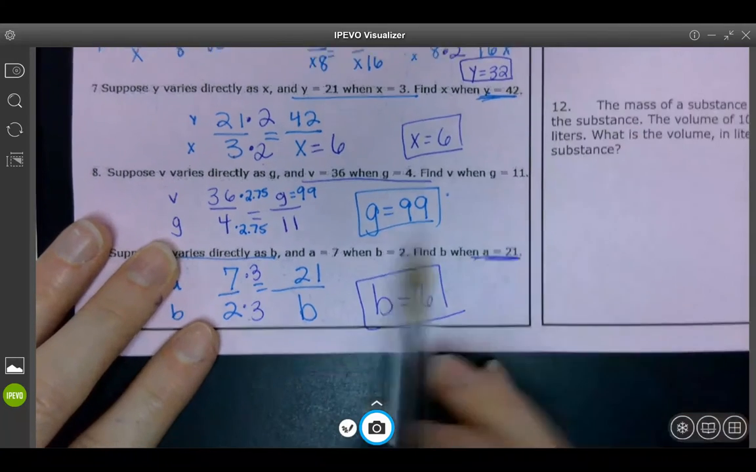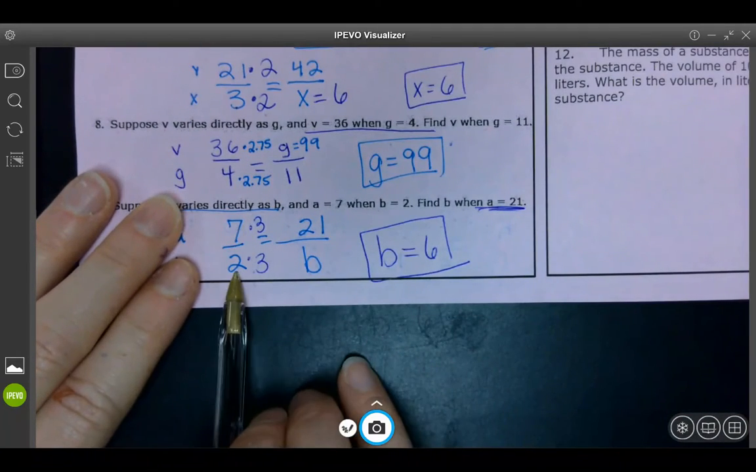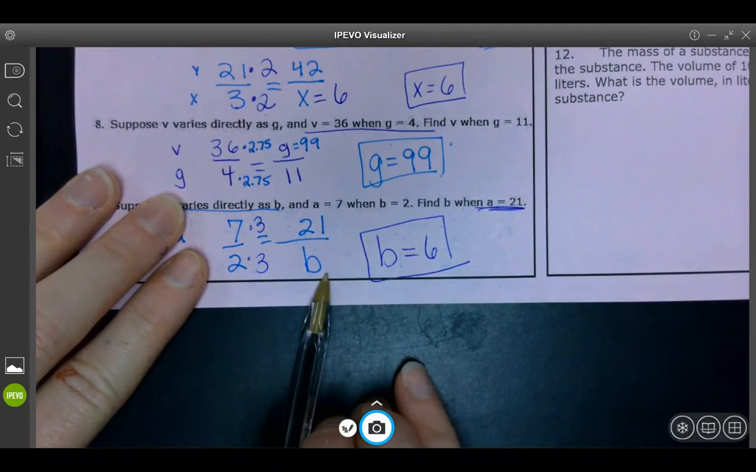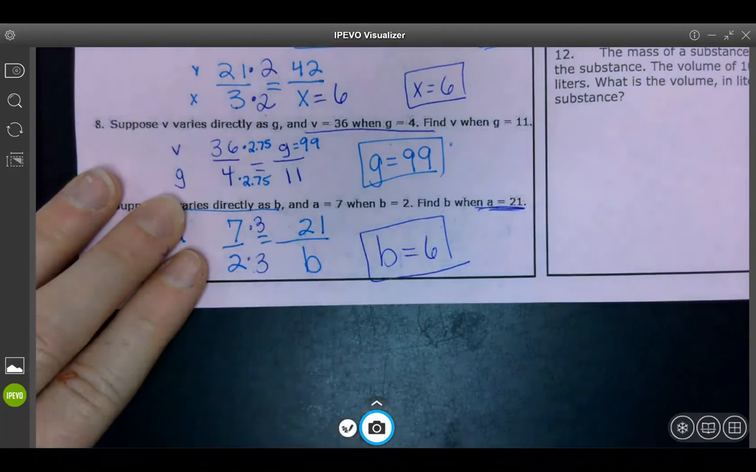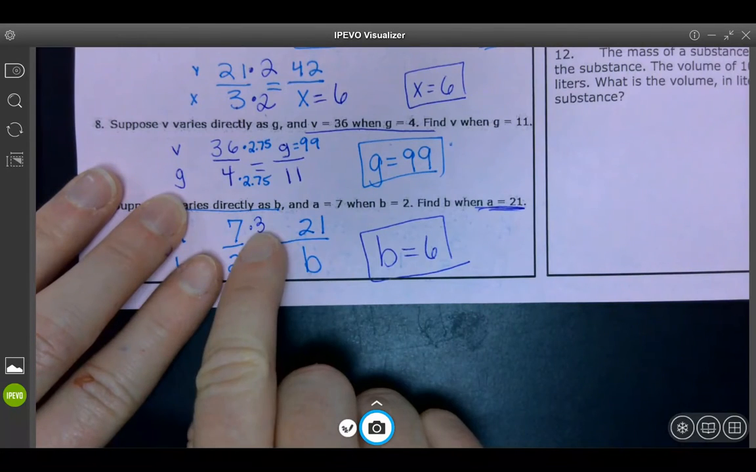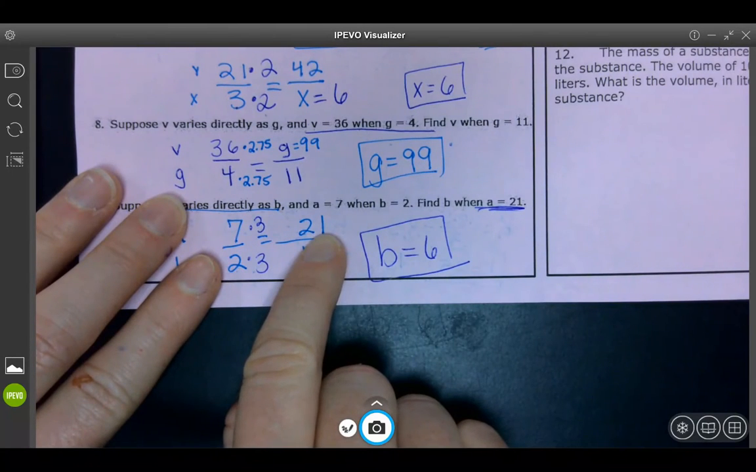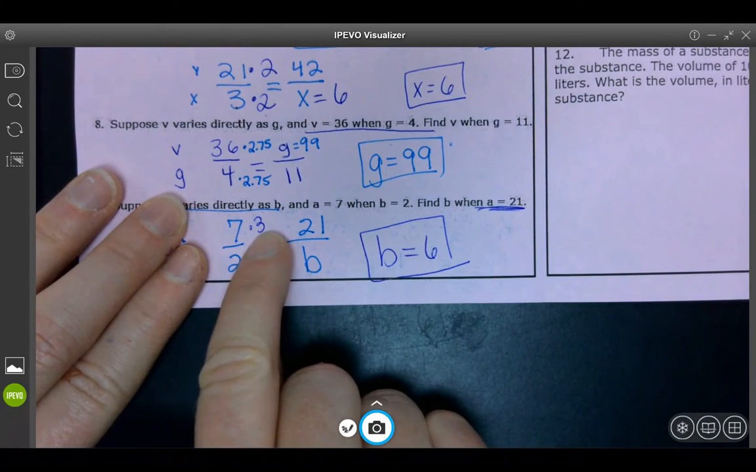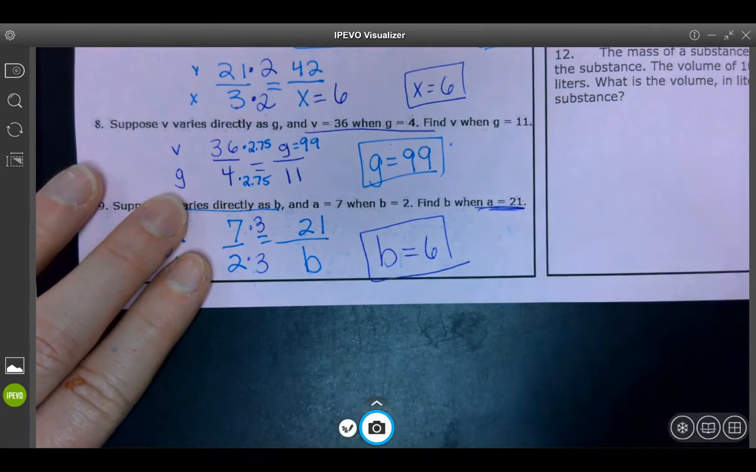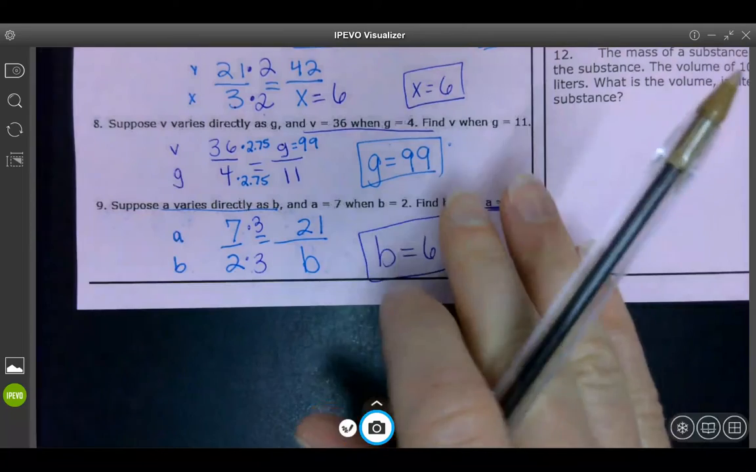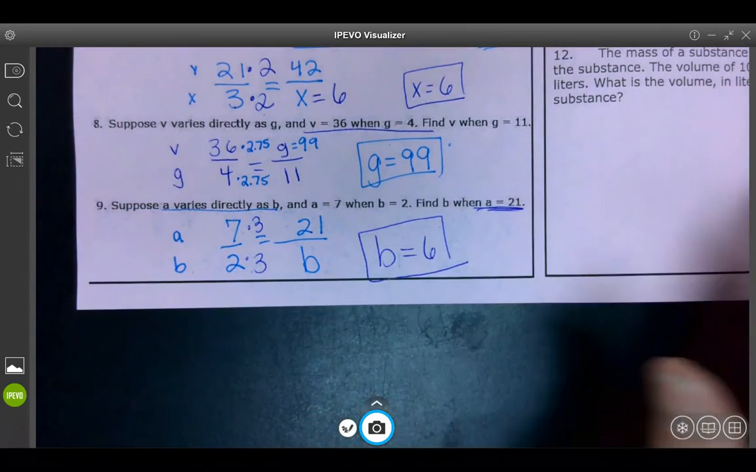It's common fractions, so you look and see 7 over 2 is going to give me 21 over something else. So instead of reducing by dividing by a number, you're multiplying a number to make it bigger. And so whatever you do on one, you have to do on the other. So that's why we get B equals 6 that way. You can do it either way. I'm okay with either one.